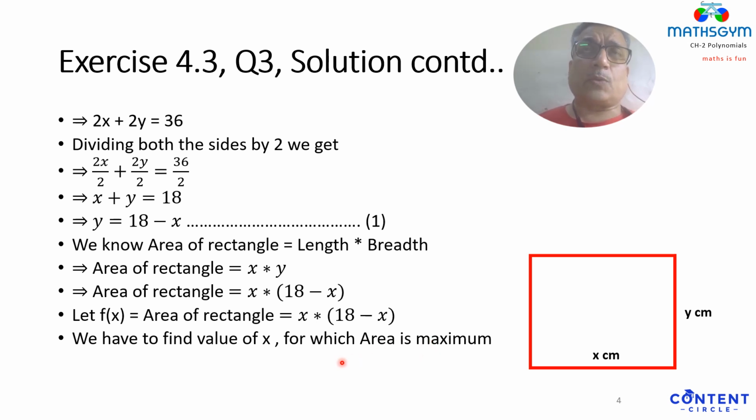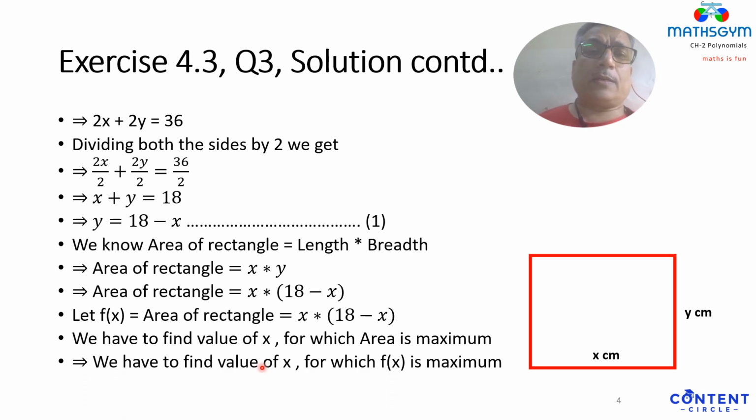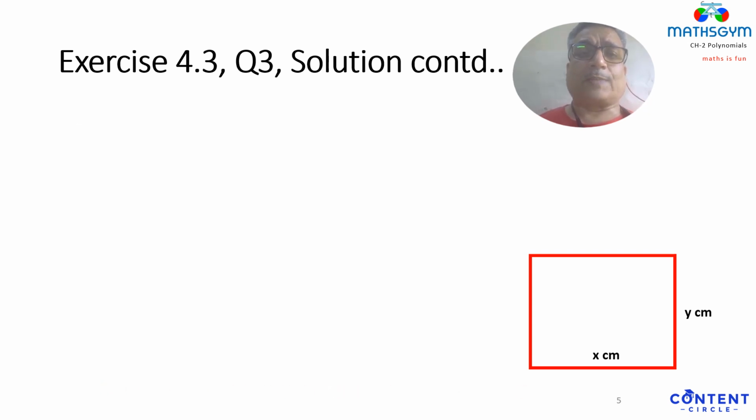Now, what is this question asking us? This question is asking us to find the maximum area of a rectangle which can be formed using this wire, which was of the length 36 centimeter. So basically, it's a maxima problem. We have to find the area where we have a maximum area for a particular value of x. Take a look at the solution given in the next slides. So we have to find the value of x for which f(x) is maximum.